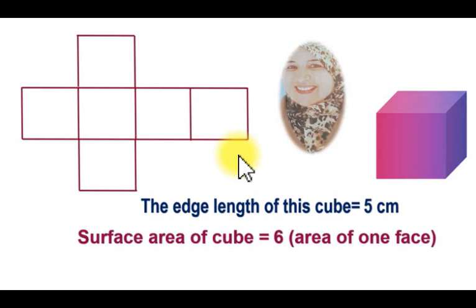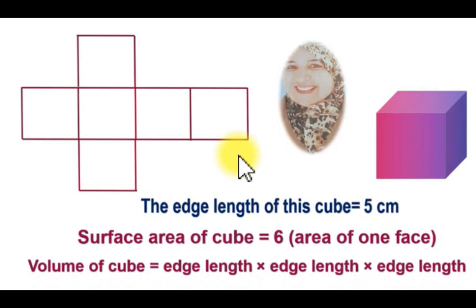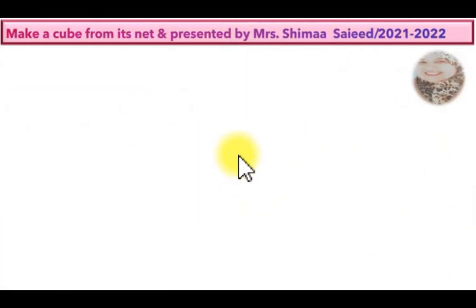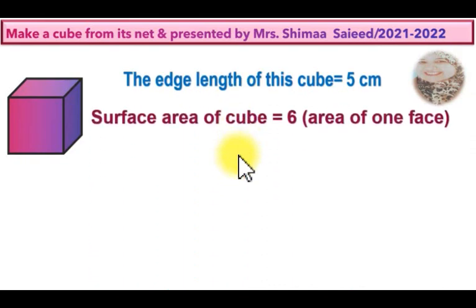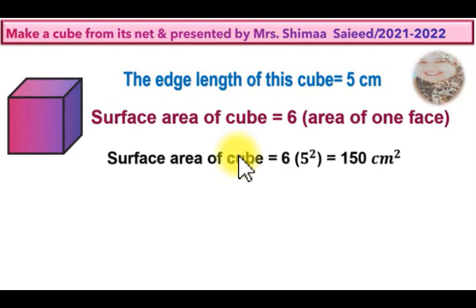And the surface area of a cube equals 6 times the area of one face. The volume of a cube equals edge length times edge length times edge length. Let's take an example. The edge length of this cube is 5. So when we want to calculate the surface area of a cube, we have to get 5 squared, which is the surface area of one face, then multiply it by 6. 5 squared equals 25. 25 times 6 equals 150 centimeters squared.